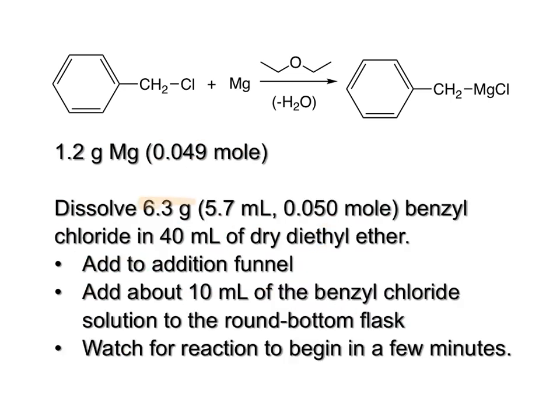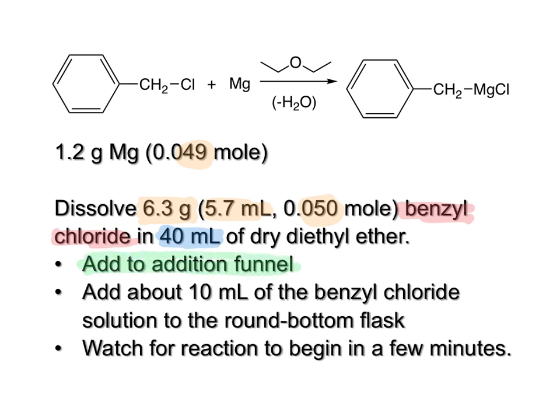Then we will get 6.3 grams, about 5.7 milliliters, or about 0.05 moles, about 1 to 1. I think these are within rounding errors of being close. One's a little more than 0.0495 and the other one's a little less, of our benzyl chloride. We'll dissolve that in the remaining 40 milliliters of our ether, and we will put that in the addition funnel.